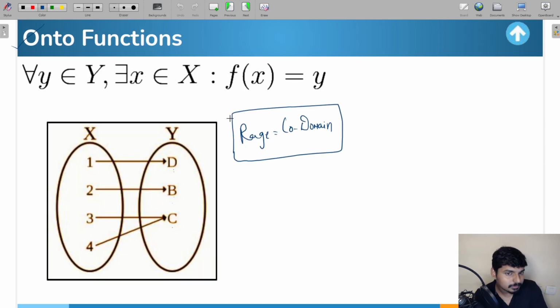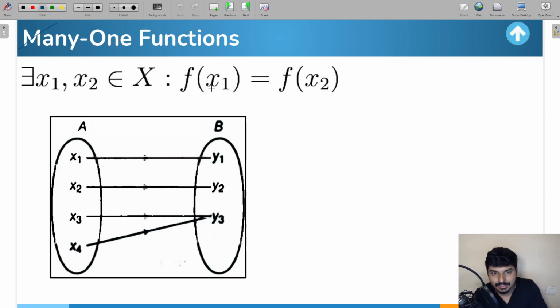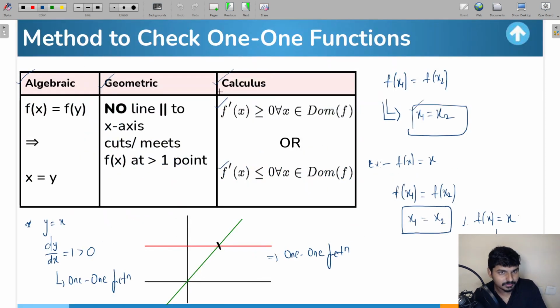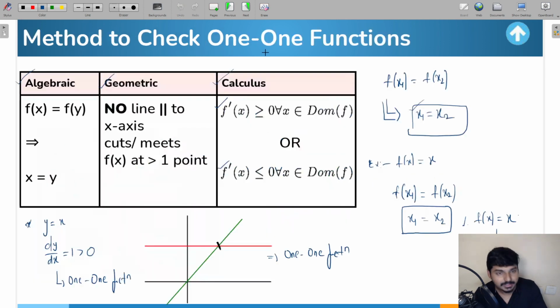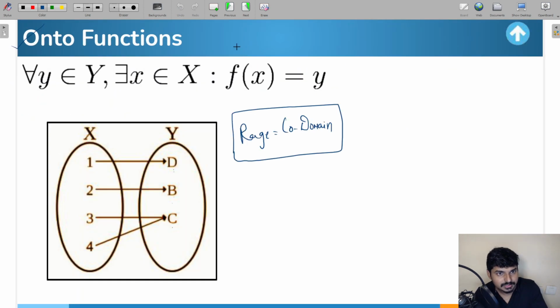And one more important thing is that onto functions and one-one functions have another name. I'll tell you what that alternative name is. One-one function is also known as injective. We also denote one-one functions as injective. Similarly, onto functions are also known as surjective. We also call onto functions surjective.